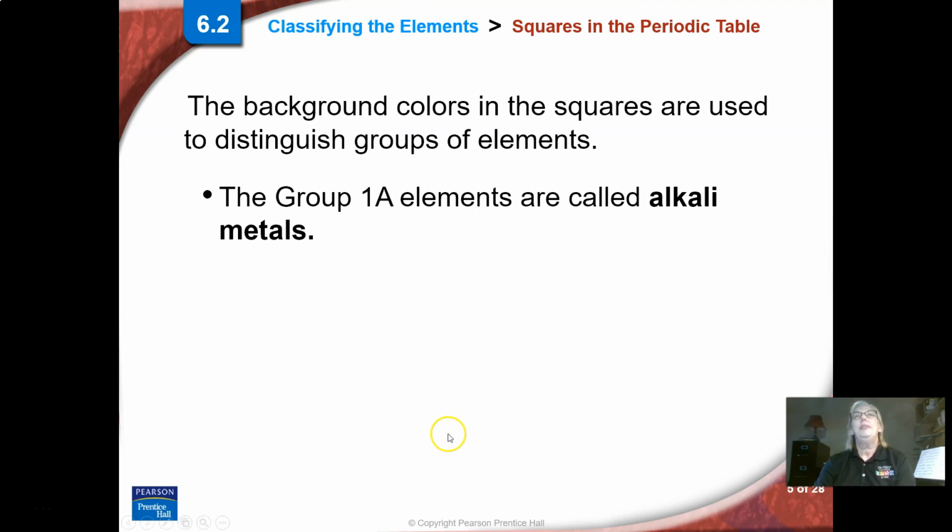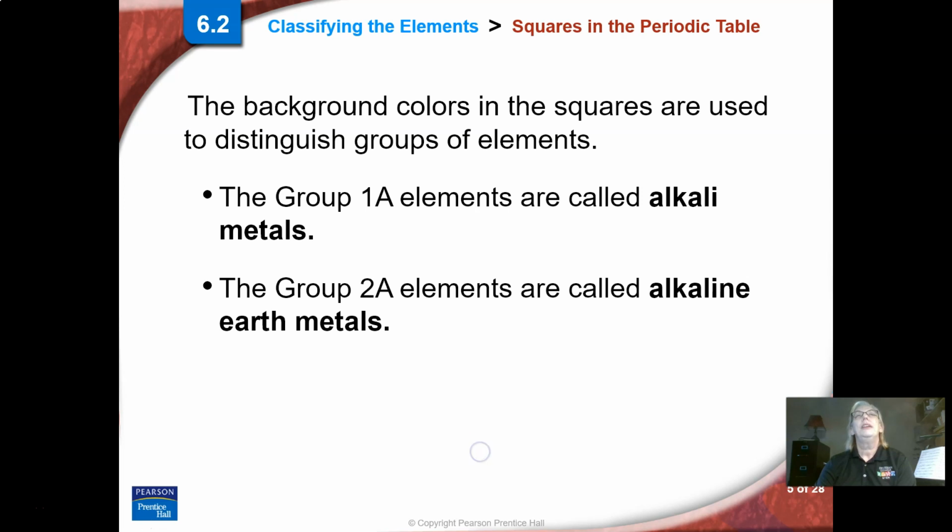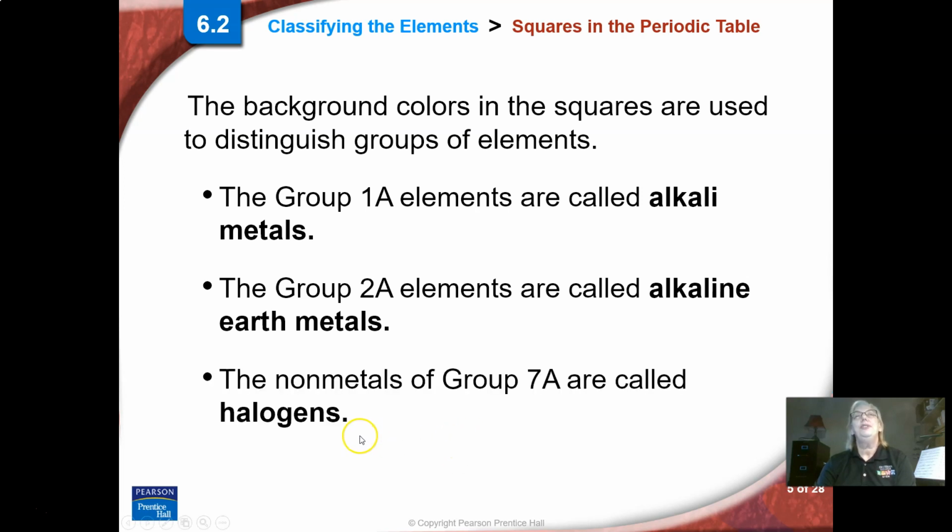The first group on the periodic table is called the alkali metals. They're super reactive. They want to give away electrons. Group 2 are also reactive. They're called the alkaline earth metals, and they will give away 2 electrons. And then group 7, those are the ones I showed you before, the halogens. They're very reactive, and they want to get 1 electron. They're going to rip off an electron from anybody they can find. So these are things we need to know: alkali metals, alkaline earth metals, and halogens.